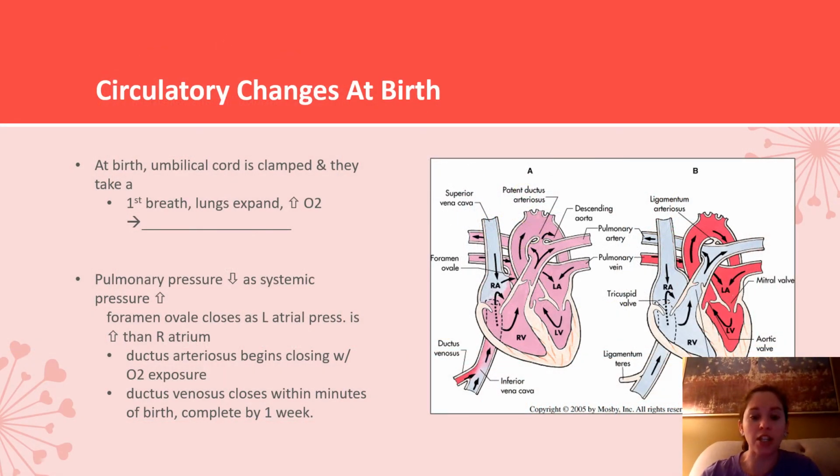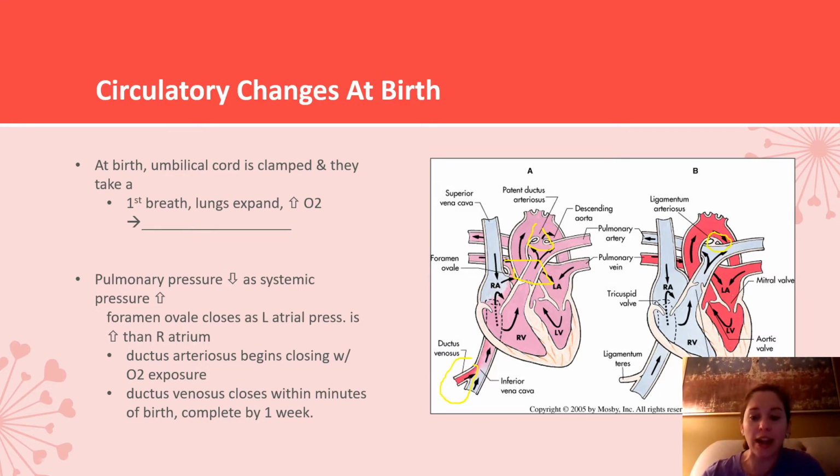So when we have a patient who is in utero, they again have these structures in place that exist to allow blood to flow through the heart without breathing oxygen. But then once the baby is born and the umbilical cord is clamped, we take our first breath of air. And when we take that first breath of air, our lungs expand, our oxygenation increases, and we have pressure changes in the body. The pulmonary pressure decreases while our systemic pressure increases, which then causes these structures to close and then turn into our ligaments.